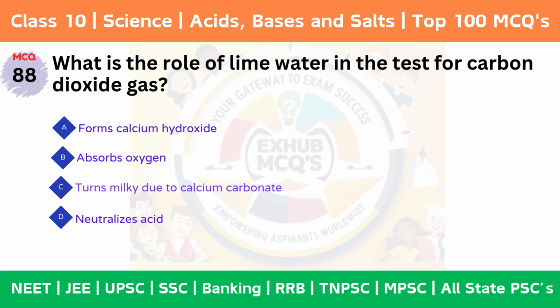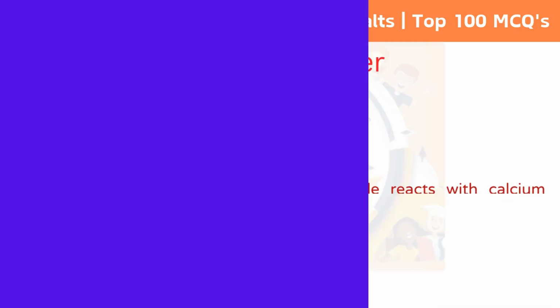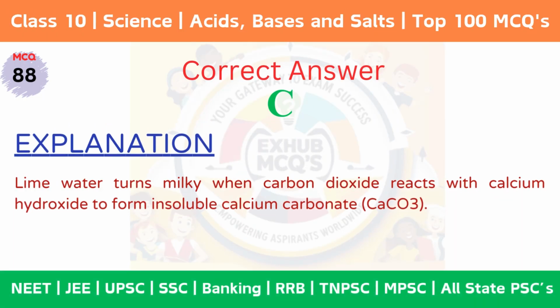MCQ 88. What is the role of lime water in the test for carbon dioxide gas? Option A, forms calcium hydroxide. Option B, absorbs. Option C, turns milky due to calcium carbonate. Option D, neutralizes acid. The correct answer is option C, turns milky due to calcium carbonate. Explanation. Lime water turns milky when carbon dioxide reacts with calcium hydroxide to form insoluble calcium carbonate.